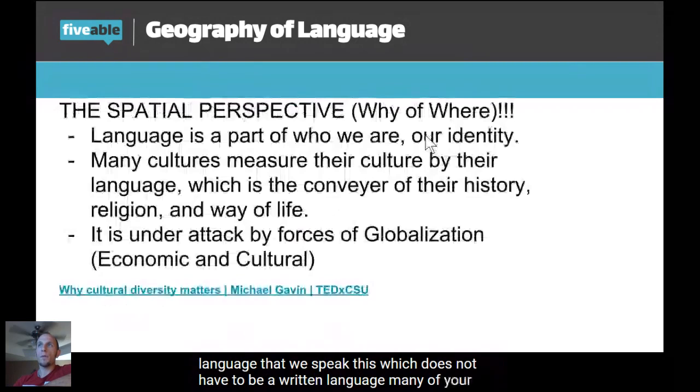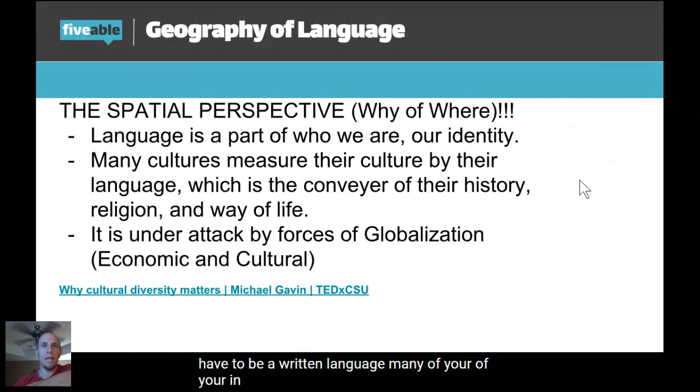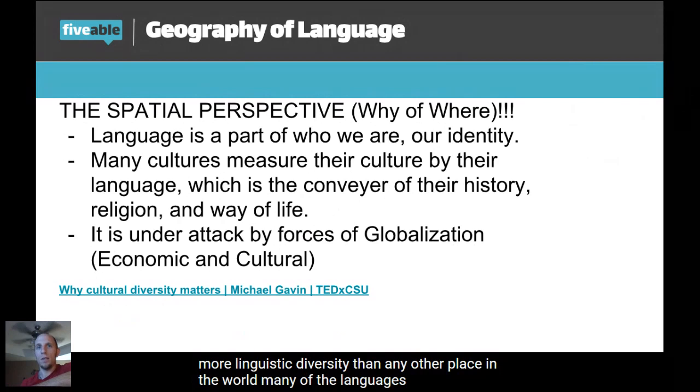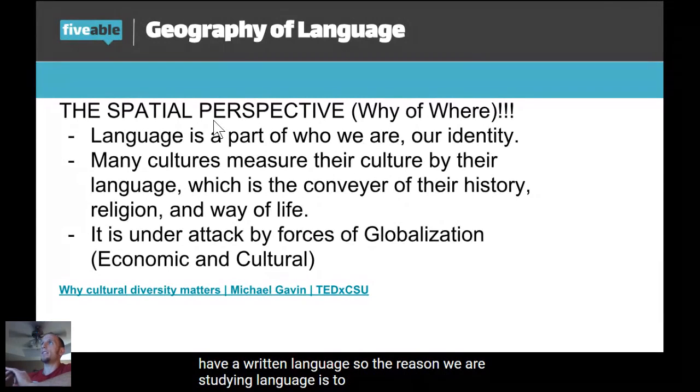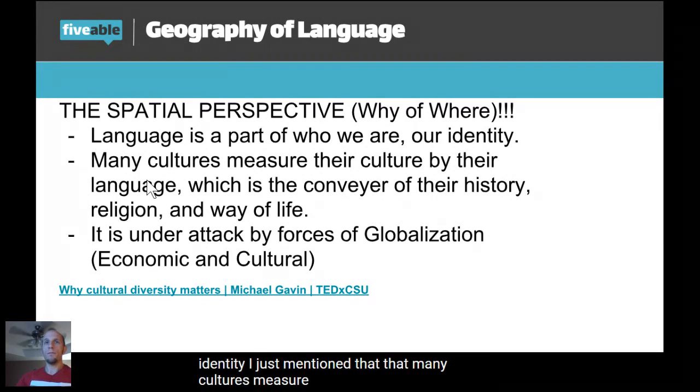Many of your indigenous languages today, Africa has more linguistic diversity than any other place in the world. Many of the languages there are spoken by small indigenous groups that don't have a written language. So the reason we are studying language is to understand the spatial perspective, or the why of where. Language is a part of who we are. It's a huge part of our identity. I just mentioned that. Many cultures measure their culture by their language, okay?